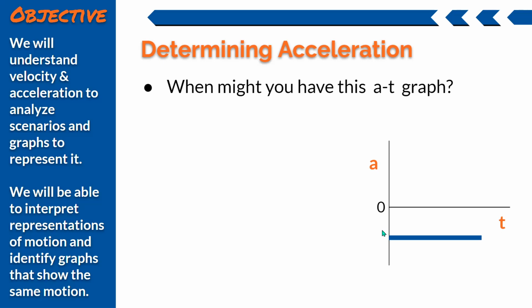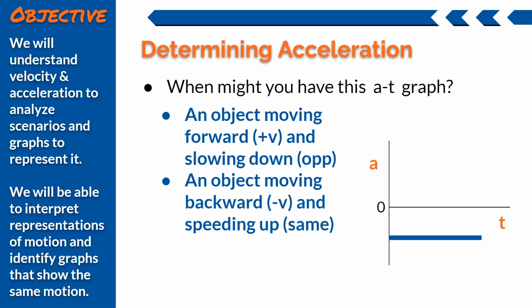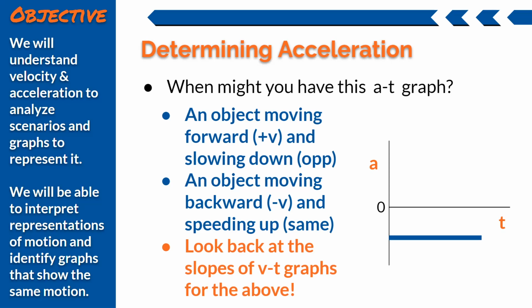When might you have this? If you have an AT graph with a negative acceleration, it could be an example of an object moving forward and slowing down. Again, forward means positive velocity. Slowing down means that my acceleration has to have the opposite sign. It could also be an object moving backward and speeding up. Both of those would produce this exact same graph. So look back at the slopes of the VT graphs. Both of the slopes of these two graphs I described on my VT graph had a negative slope.